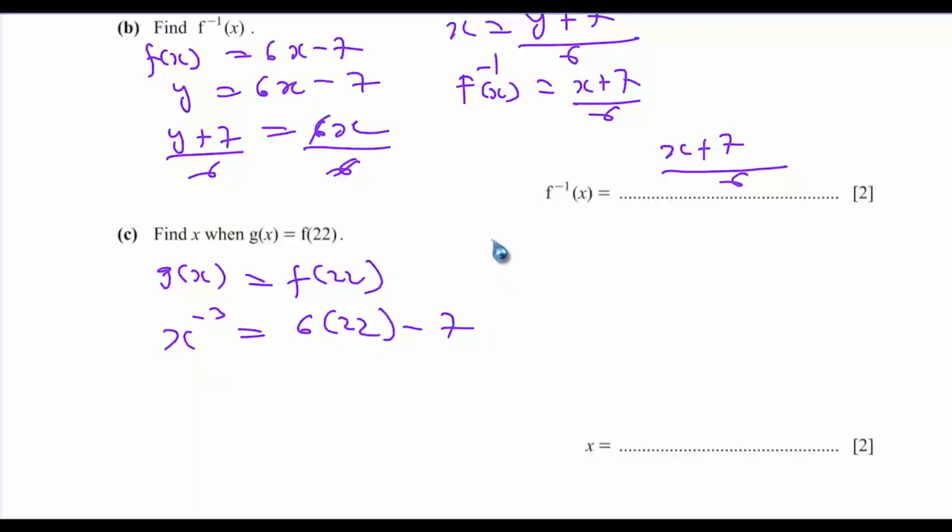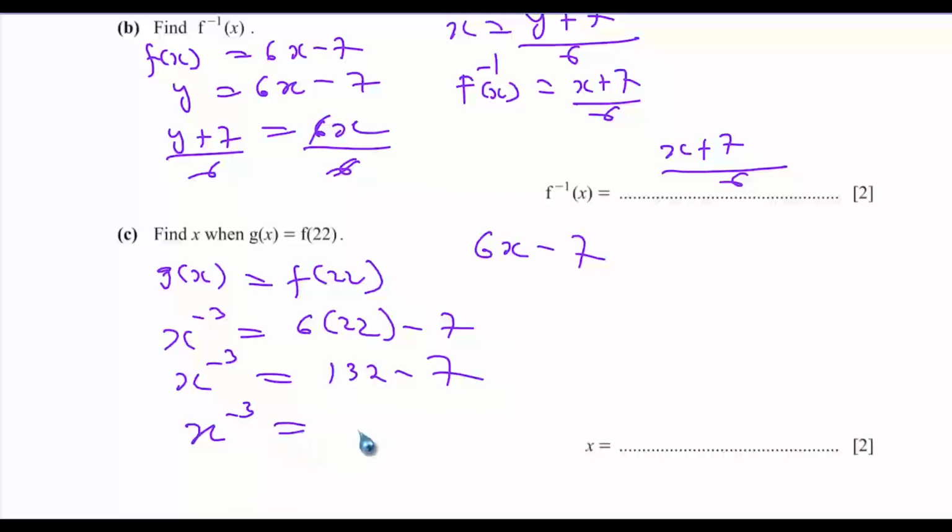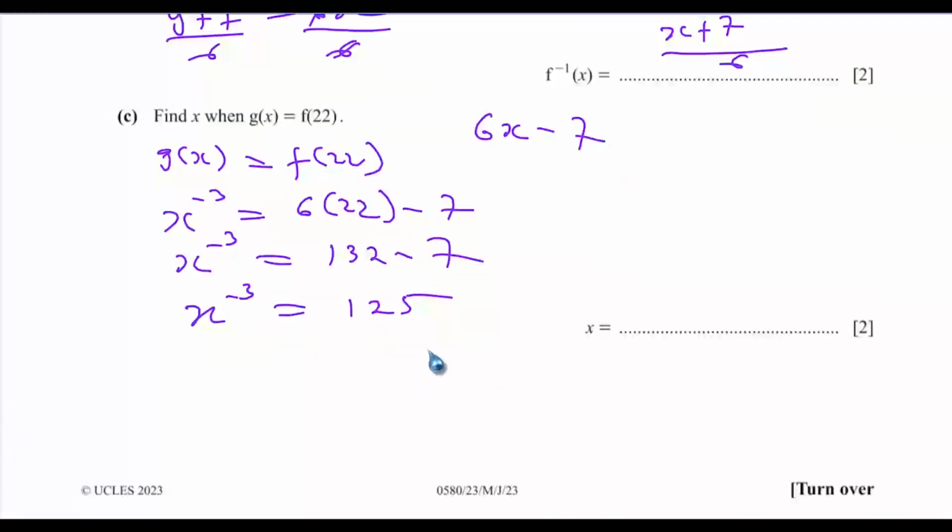Remember, f of x is 6x subtract 7. So you replace x with what? 22. So that gives us x to the power of negative 3 equals 6 multiplied by 22. That will give you 132. Then subtract 7. So x to the power of negative 3 equals 125. Then we can write 125 in such a way that the power will be 3. That means we have x to the power of negative 3 equals 5 to the power of positive 3. This is the same as 125.